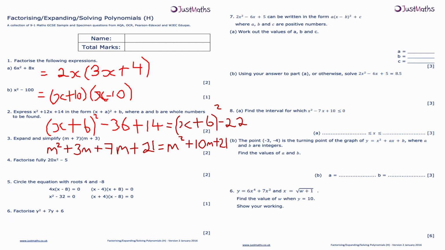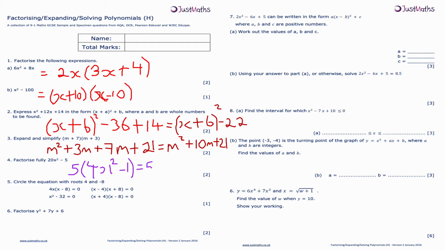Factorize fully this quadratic expression, 20x squared minus 5. Well, the highest common factor is 5 brackets 4x squared minus 1. Now we should recognize, and it is a bit tricky, guys, that 4x squared minus 1 is actually the difference of 2 squares. So it's going to be 5, and then a double bracket here. 4x squared minus 1 factorizes to 2x plus 1 times 2x minus 1.